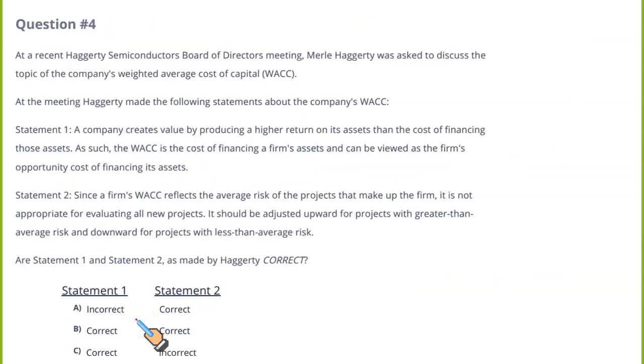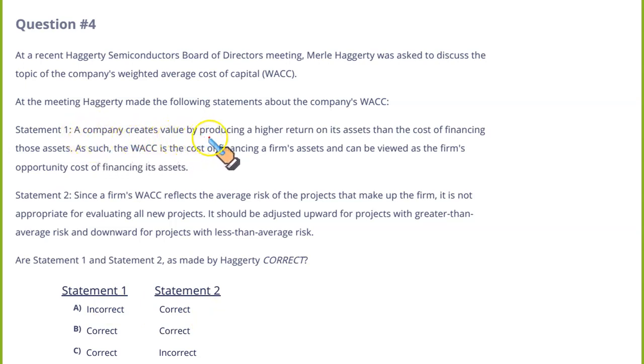Okay, question number 4, a theoretical one. At a recent Haggerty Semiconductors Board of Directors meeting, Merle Haggerty was asked to discuss the topic of the company's weighted average cost of capital. At the meeting, Haggerty made the following statements about the company's WACC. Are these two statements correct or incorrect? Or which of these is correct or incorrect? Let's see. Statement 1.